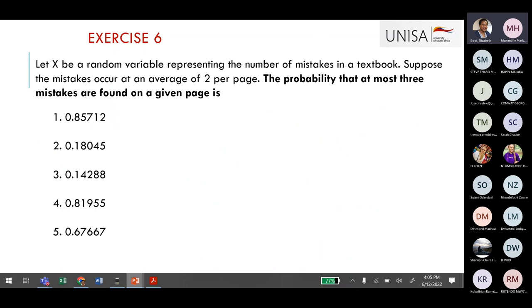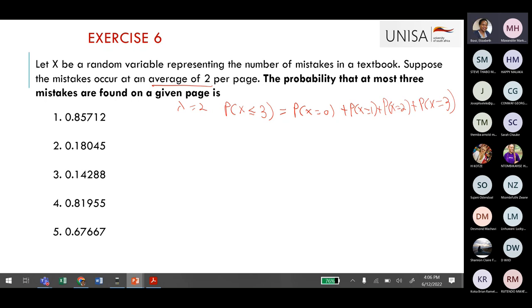Let X be a random variable representing the number of mistakes in a textbook. Suppose the mistakes occur at an average of 2 per page. The probability that at most 3 mistakes are found on a given page is, so what our lambda is, and we are asked to find the probability. At most 3 will be x less than or equal to 3, which is the easy one. The probability that x equals 0 plus the probability that x equals 1 plus the probability that x equals 2 plus the probability that x equals 3.